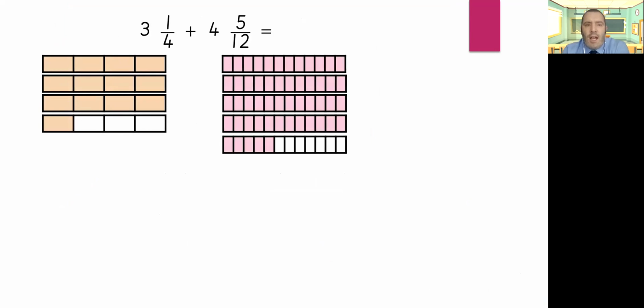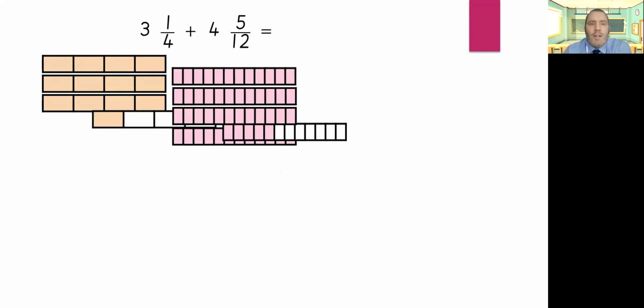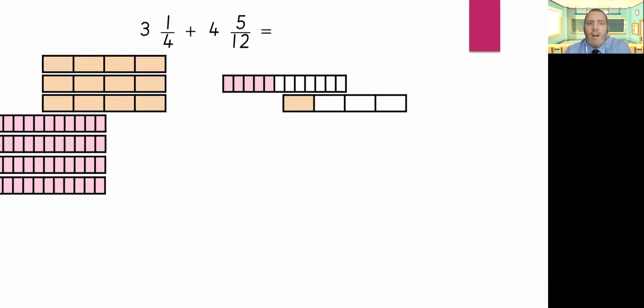So I've got my bars here. I'm going to take my full bars. I'm going to make life easy for myself. So I have 3 and I have 4. That gives me 7. I now have left to work out 1/4 plus 5/12.